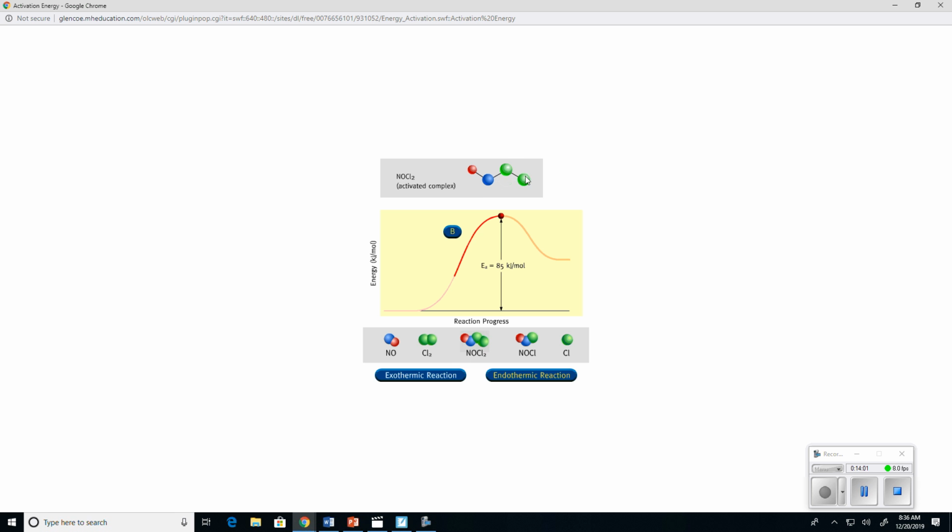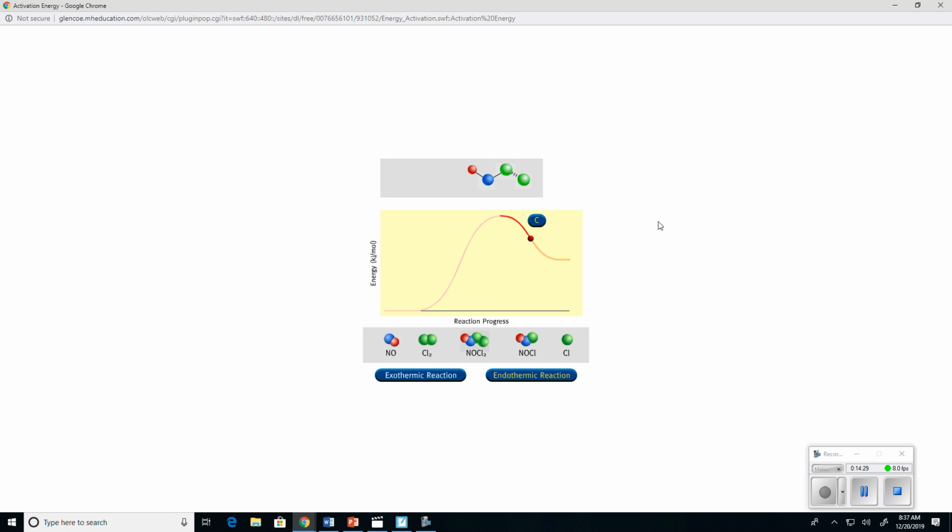Longer bonds are weaker. When molecules collide, they form an activated complex, a temporary species formed by the reactant molecules as a result of the collision before they form the product. In this reaction between NO and Cl2, the activated complex is nitryl chloride, NOCl2. The activation energy, which is the minimum energy needed to initiate this reaction, is 85 kilojoules per mole.